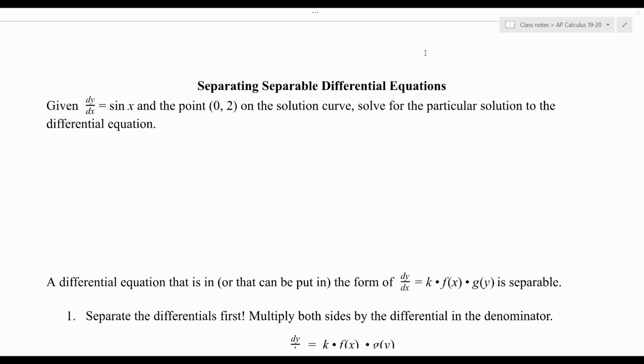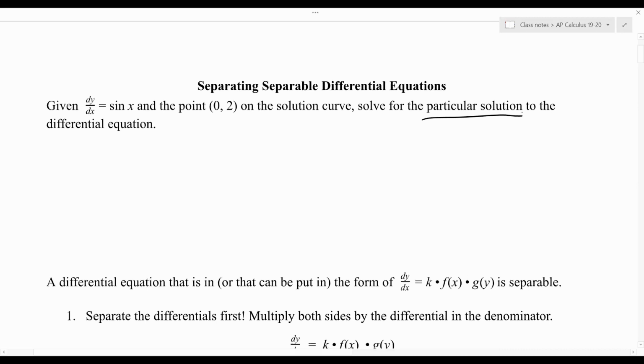Hello, mathematicians. Today we're going to look at separating separable differential equations. But before we do that, let's do an example of a problem we've done before. Given dy/dx equals sine x and the point (0, 2) on the solution curve, solve for the particular solution to the differential equation.